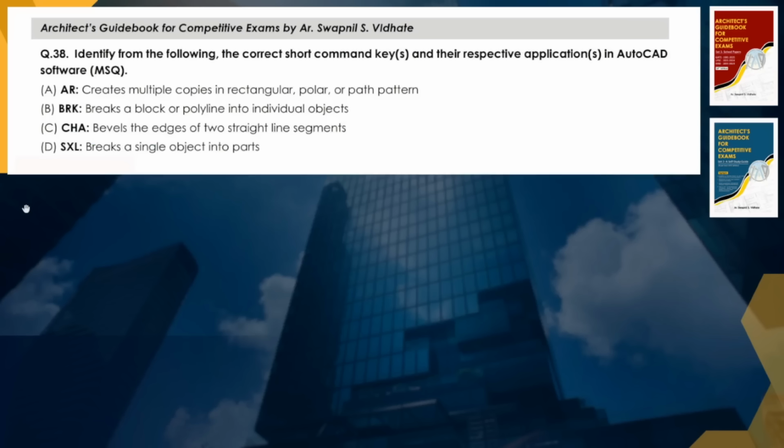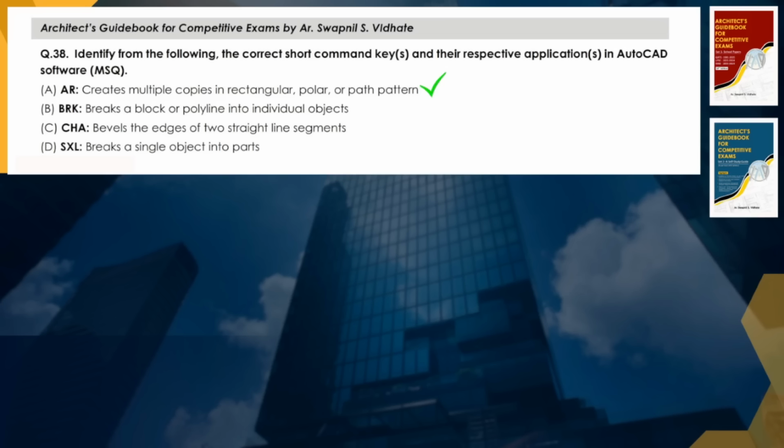Question 38. Identify from the following the correct short command key or keys and their respective applications in AutoCAD software. It is a multiple select question. Option A, AR, which stands for the array command, and the application mentioned in the option creates multiple copies in rectangular, polar, or path pattern. Now this is the correct sentence, right?